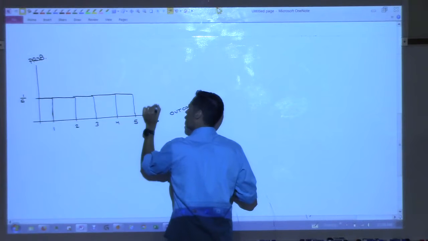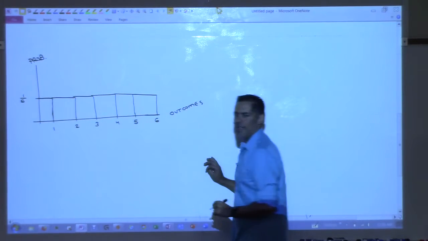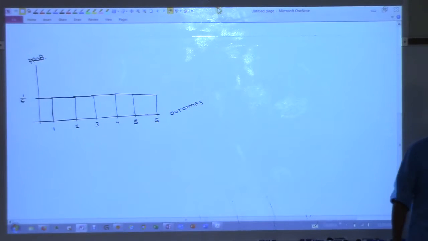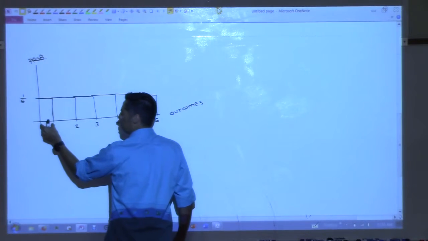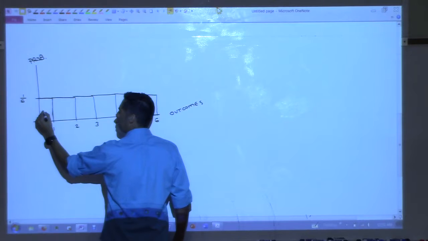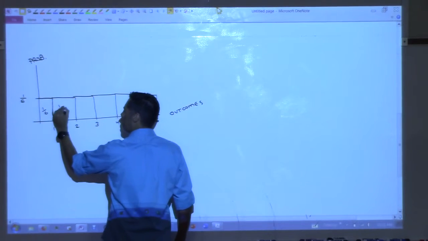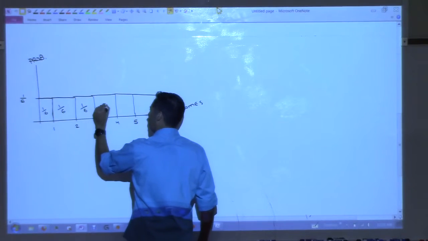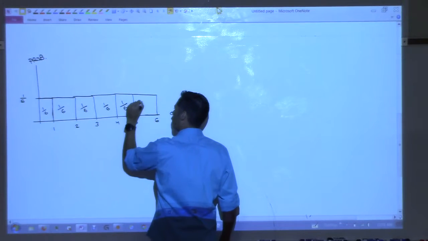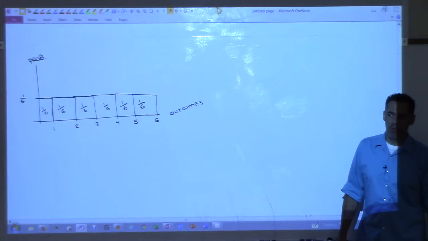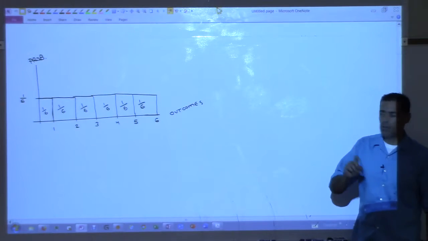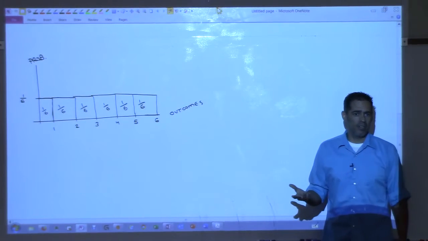Look at the areas of each of those rectangles. What's the area of each of those rectangles? How wide is each one? 1. So what's the area of this? 1/6, 1/6, 1/6, right? All of them are 1/6. What's the sum of the areas? 1, right? And that's the sum of the probabilities, isn't it?